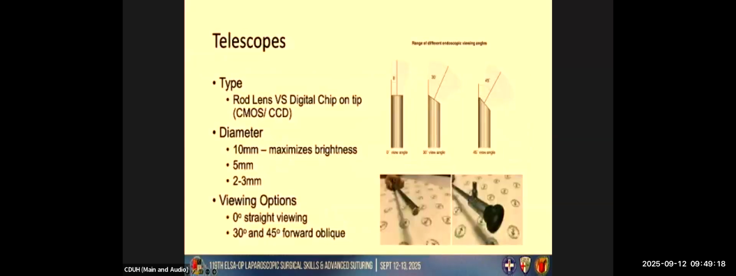So the telescopes in laparoscopy can be rod lens scopes, or the newer digital chip-on-tip scopes, with diameters ranging from 10 millimeters, which provide the best brightness and clarity, to 5 and 3 millimeter needle scopes, mainly used in pediatric cases. They come in 0 degrees straight viewing, best used in abdominal access, especially using optical trocars. You also have angled scopes to allow better off-axis visualization.